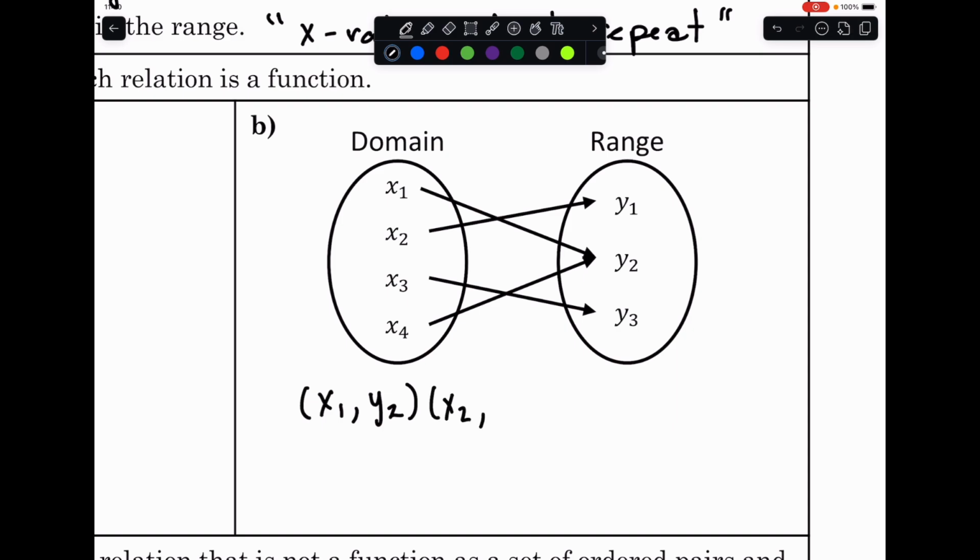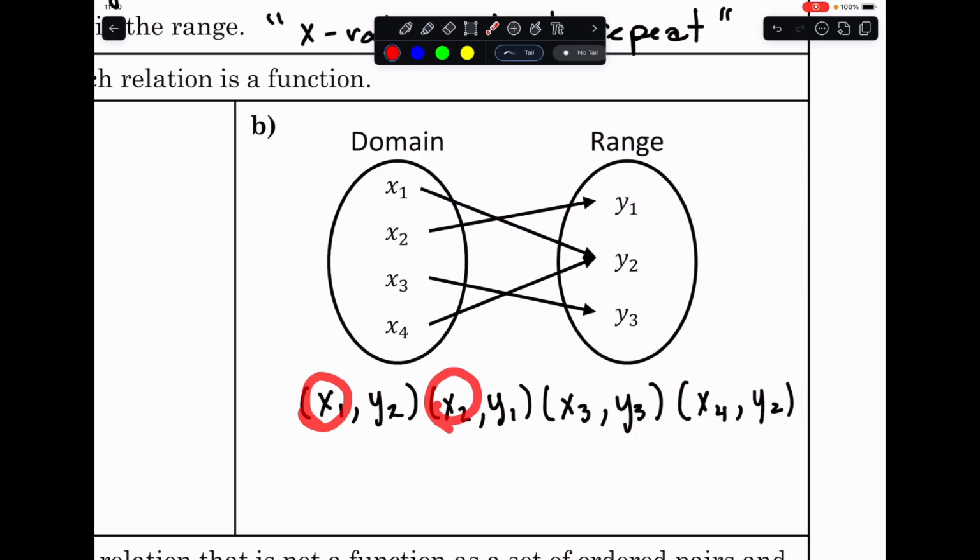x2 is mapped to y1. x3 is mapped up, or paired up, with y3. And x4 is mapped up with y2. So if you see again, every x value is mapped to only one element in the range, to only one y value. So because of this, this too is an example of a function.